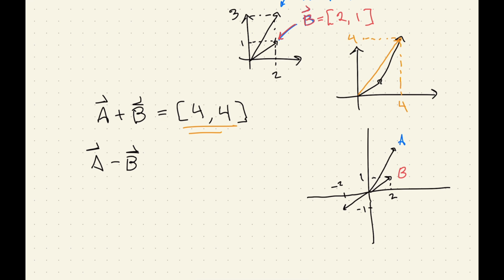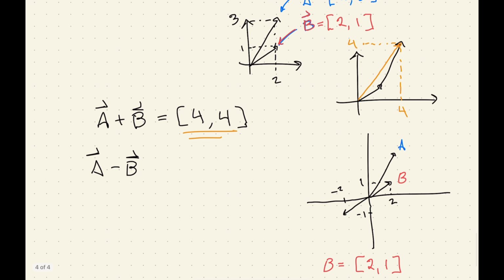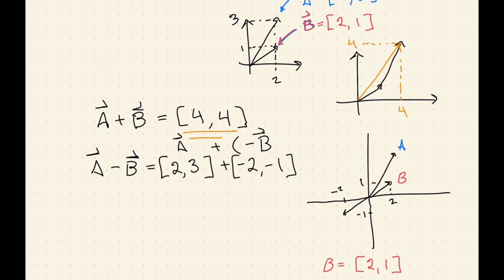I literally take the components of B. B is equal to, what did we say it was, 2 comma 1? And I just multiply this by -1 to get negative B. I have to distribute this negative sign onto both. And now that you have this, it's just a question of adding, which is the same thing as we've done before. So A, I said, was 2 comma 3. And then I can do plus negative B, which is -2 comma -1. This is negative B. So basically I'm doing A plus negative B, and I can get the answer for subtraction of vectors.